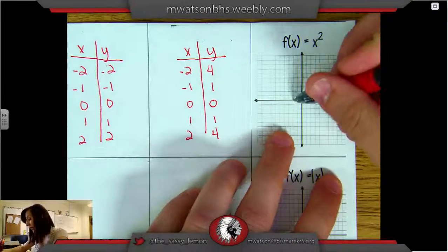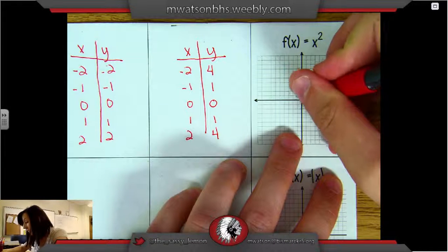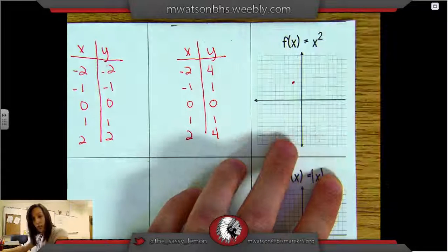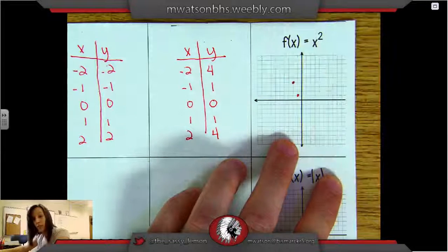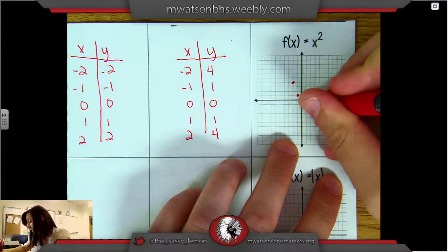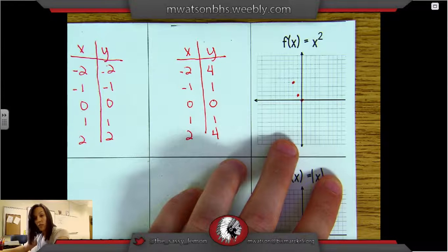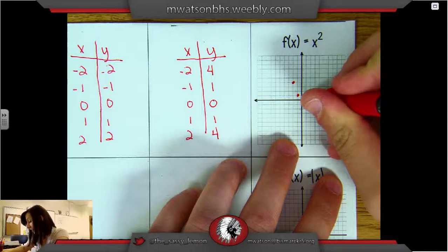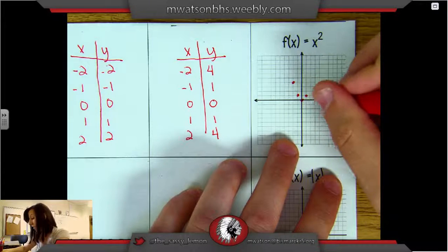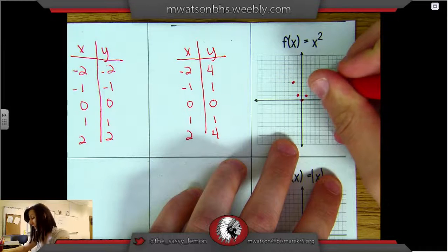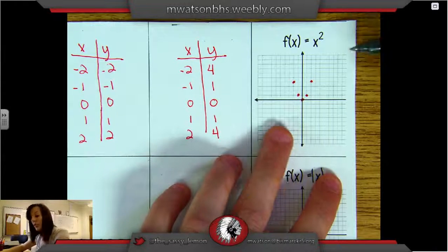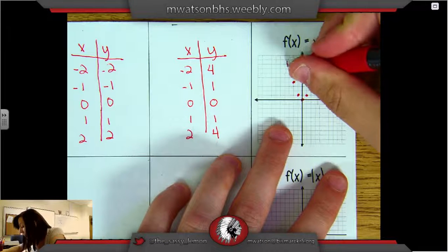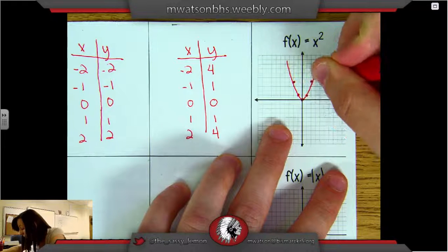So -2, +4. Then we've got -1, +1. 0, 0. 1, 1. And 2, 4. Now the key to drawing these graphs is to create a smooth line through the parabola.